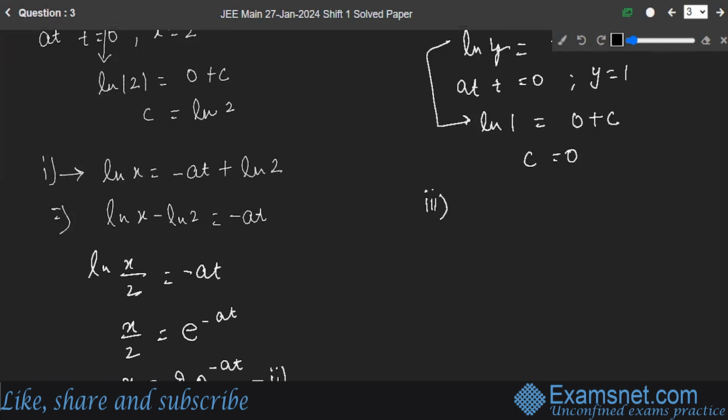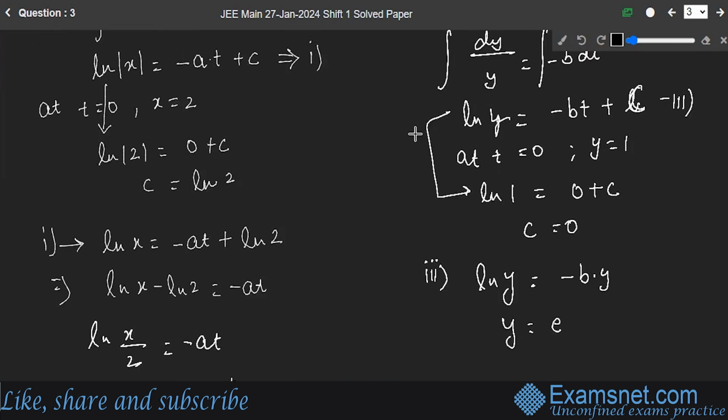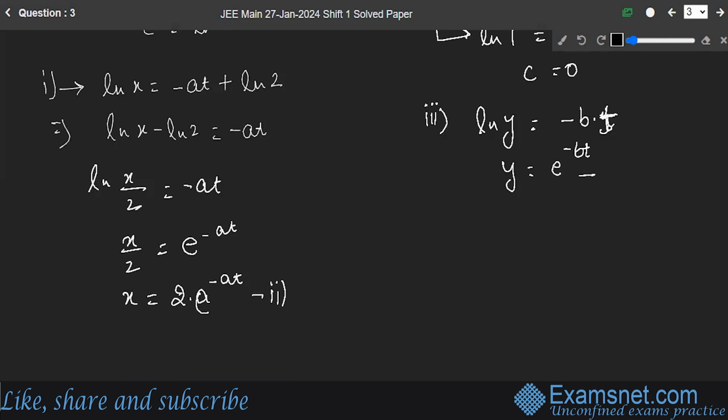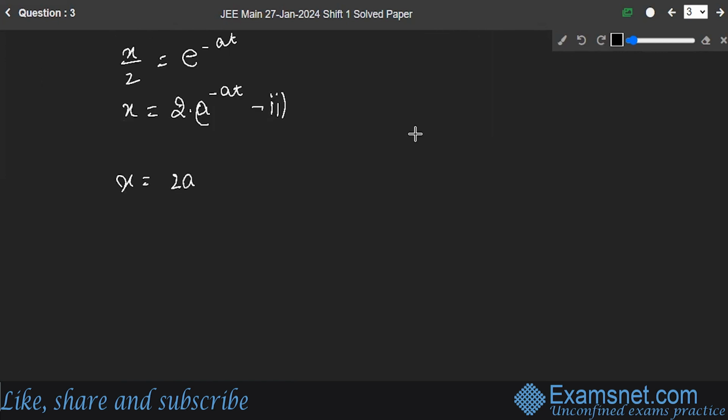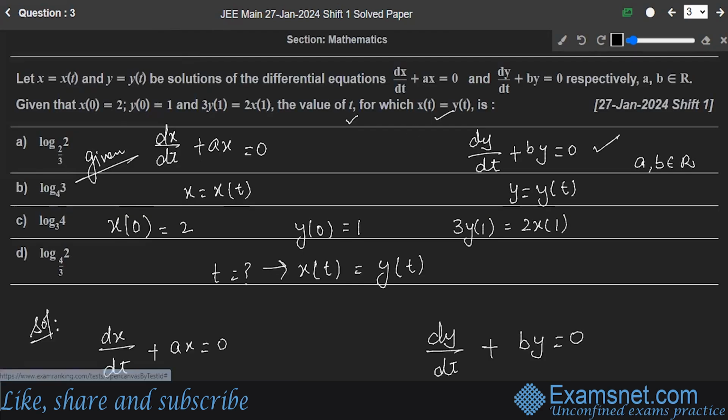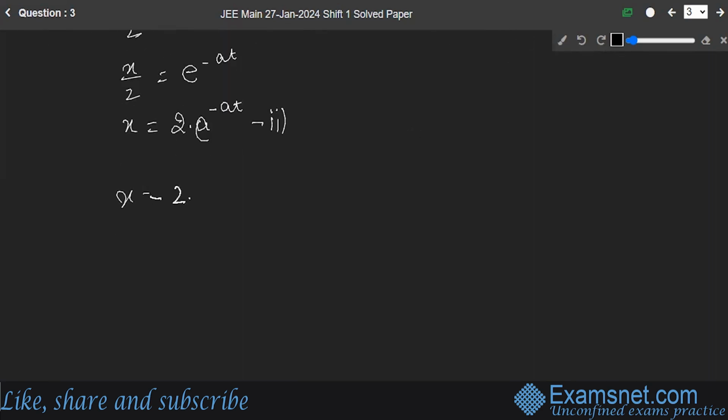So now equation 3 becomes natural log y is equal to minus bt. That's it. And now this will be y is equal to e power minus bt. Sorry, here it was t, not y. Okay, so we got the value of x and y. Let's say this is equation 4. Now let's write it again. You have x is equal to 2e raised to power minus at, and y is equal to e raised to power minus bt.